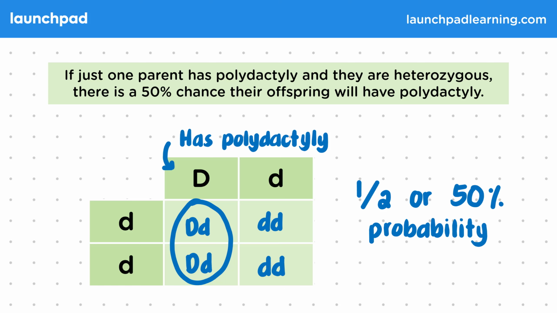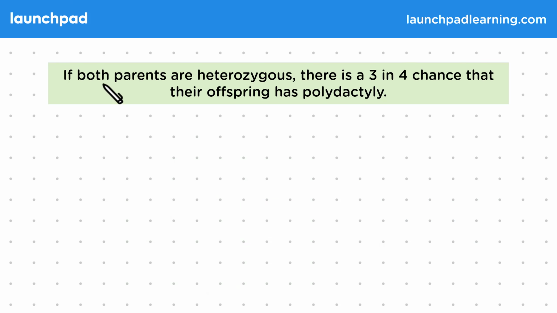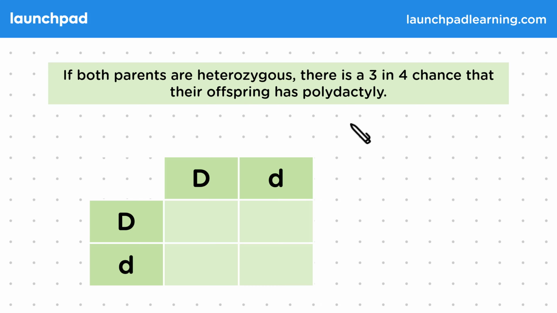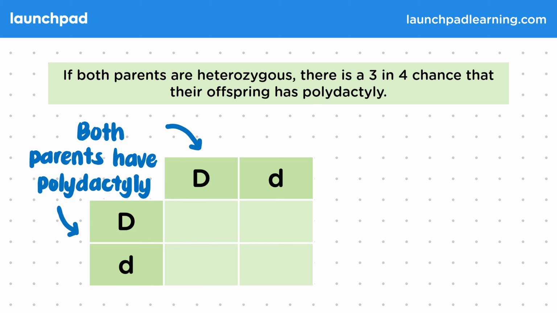So what if both parents are heterozygous? If both parents are heterozygous, there's a 3 in 4 chance that their offspring has polydactyly. So we have the heterozygous parents in this Punnett square. Both parents will have polydactyly because both of them have the dominant D allele. Okay, so let's fill in the expected genotypes for the offspring of this pairing.